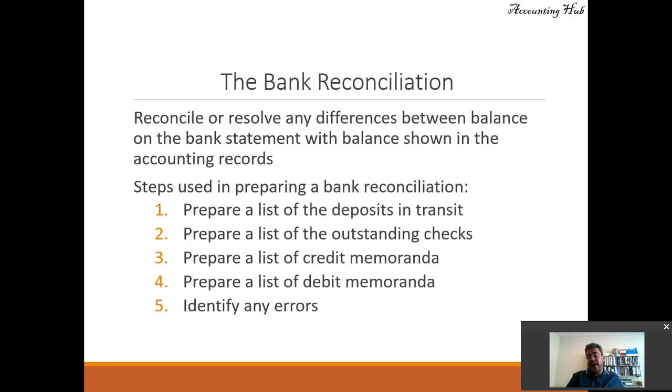So we have 5 steps in a bank reconciliation. Reconcile or resolve any difference between the balance on the bank statement and the balance shown in the accounting records. So 5 steps. The first one, prepare a list of the deposits in transit. Second, a list of the outstanding checks. Third and fourth, memoranda about debits and credits. And the last one, identify any errors.